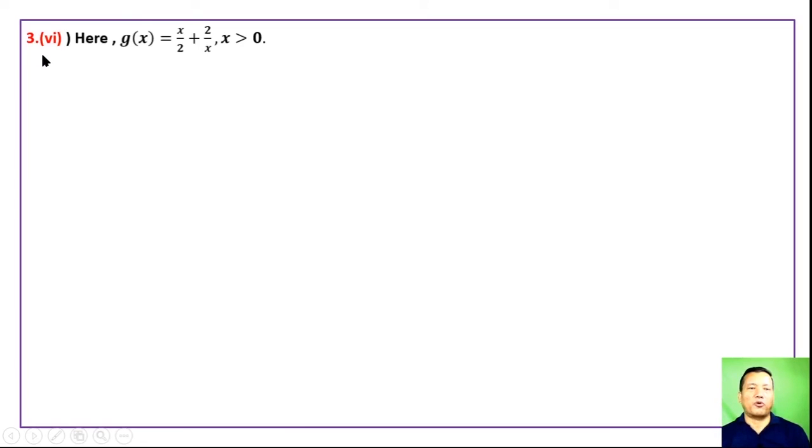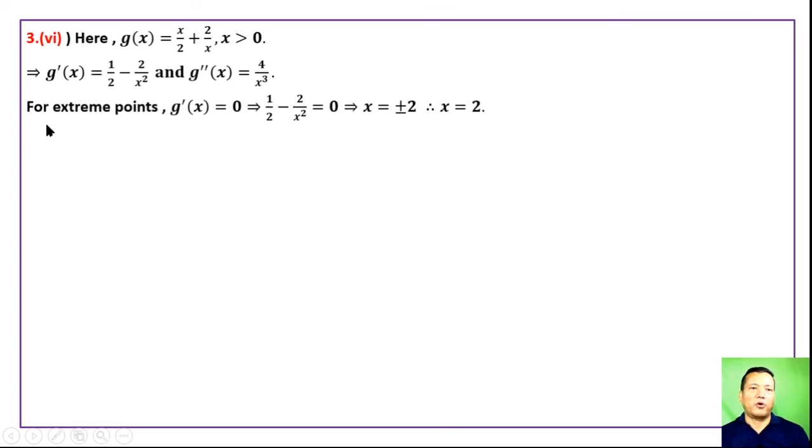Roman number 6. For question number 3, Roman number 6, g(x) is this. Its first order derivative is this, and second order derivative is this. For extreme points, g'(x) equal to 0, whose value is this, and solving for x we get plus minus 2, but x should be 2, x equal to 2.